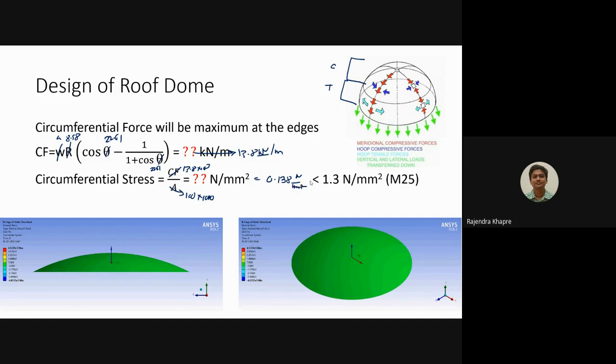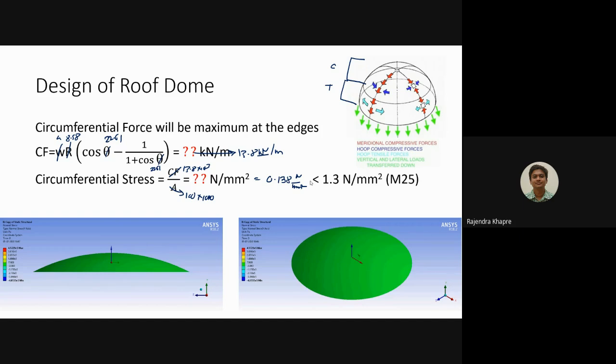This should be less than the permissible stress, because here the concrete is subjected to tension, isn't it? The permissible value for M25 grade concrete as per IS 3370 part 2 is 1.3 newtons per millimeter square. So you can see the value is well within the permissible limit. So we can say yes, this dome is safe. We don't have to worry about the cracks and all. It's a very simple design.